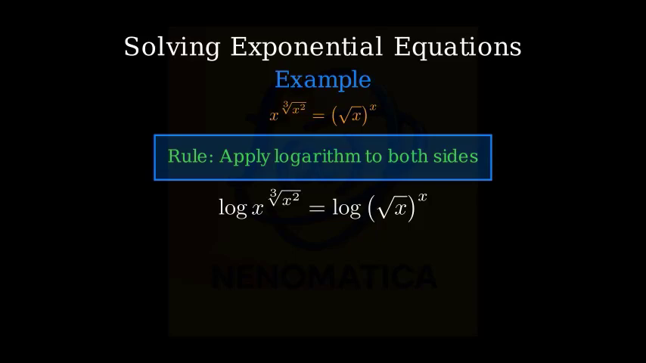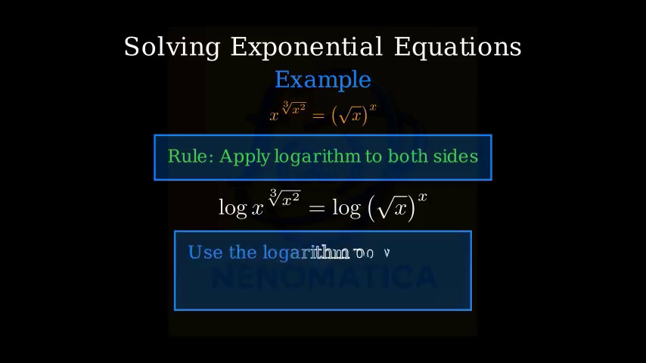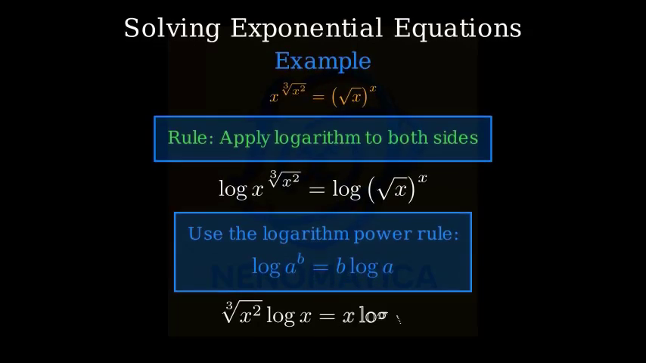Next, we'll apply the logarithm power rule, which states that the logarithm of a number raised to a power equals the power times the logarithm of the number. Mathematically, this is written as log of a raised to b equals b times log of a. Using this rule on both sides of our equation, we get cube root of x squared times log x equals x times log of square root of x.